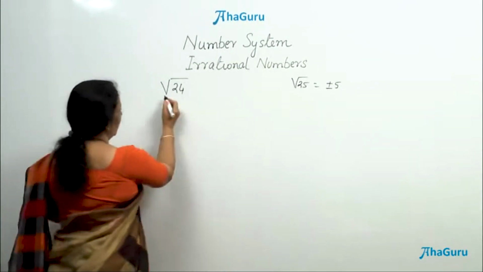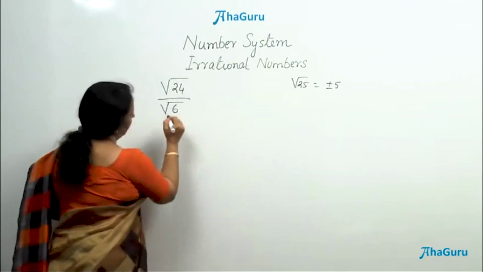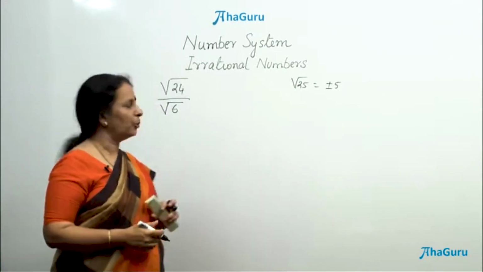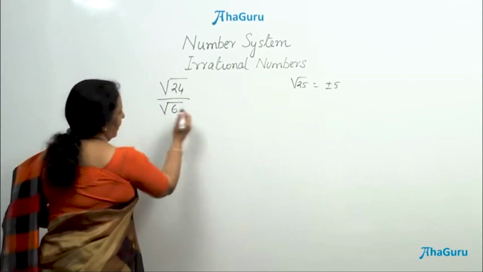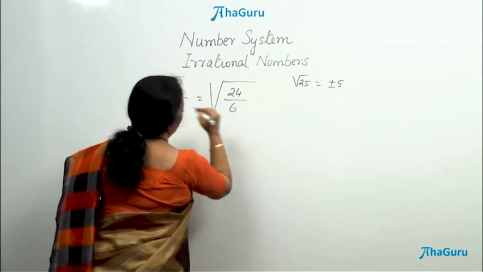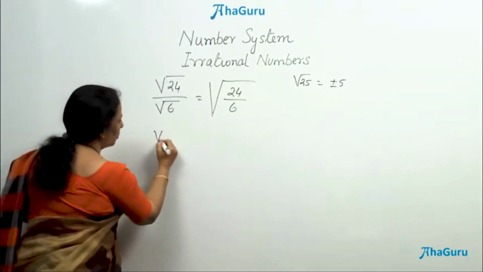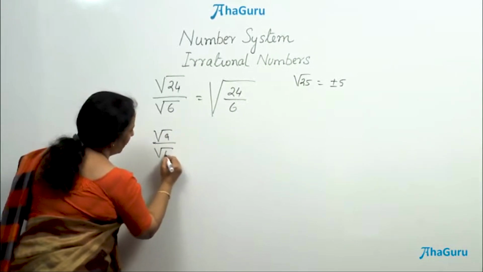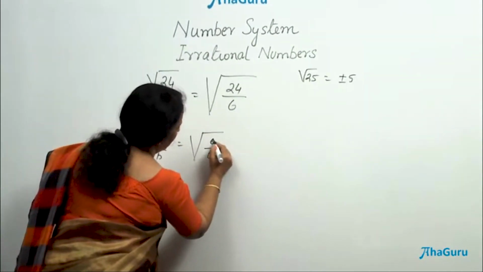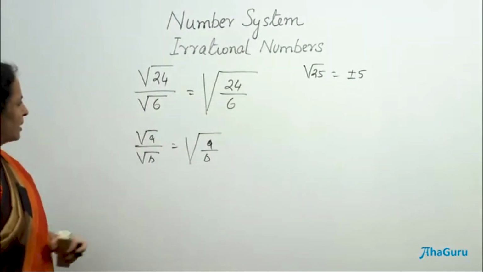So root 25 is rational, but root 24 is irrational. So what do we do? You divide this by another irrational number. Both of them are irrational, and we'll learn how to divide. See, this can be written as a common symbol, 24 by 6. So this is nothing but root A by root B. This is nothing but root of A divided by B. This is what it means.